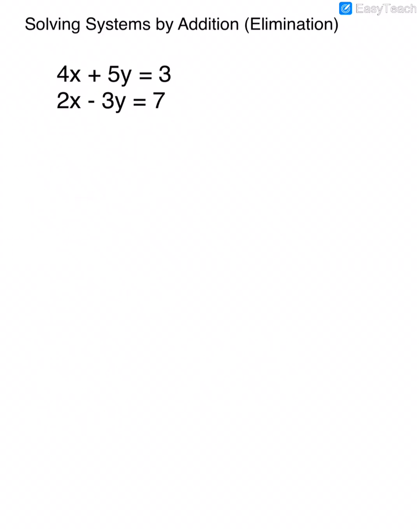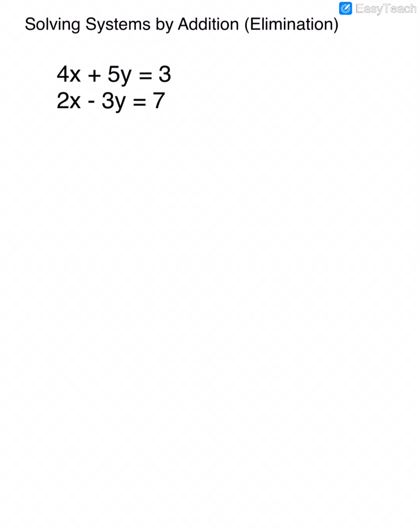What I mean by that is, if I look at the y's, I ask myself, is there anything that I can multiply 3 by to get 5? Well, there's not. So let's look at the x's. Is there anything I can multiply 2 by to get 4? And there is. If I multiply 2 times 2, I get 4. But I also want them to have opposite signs, so that means I would need to multiply by -2.